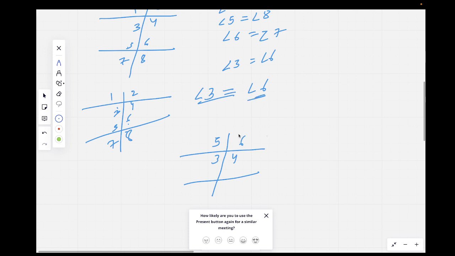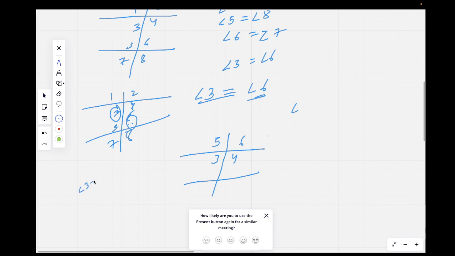Now we know these are vertically opposite angles. That means 3 will be equal to 6, like we just saw above. We can prove it in that way. So let's say we have proved 3 is equal to 6. So can we say 5 equals 4? Because again these are alternate interior angles. So these are interior angles and these are opposite angles. Similarly, if 3 is equal to 6 and we want to prove 4 is equal to 5, we can prove it easily.